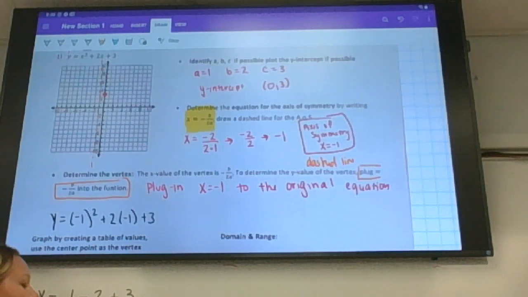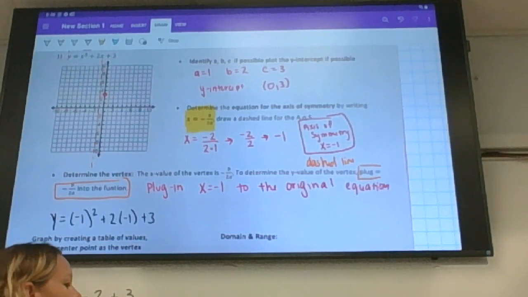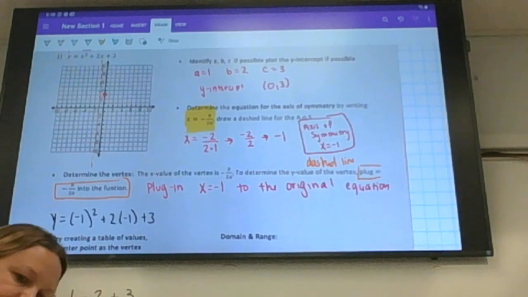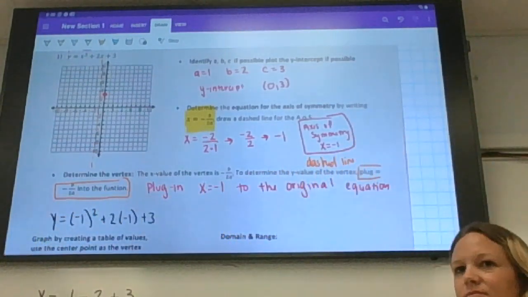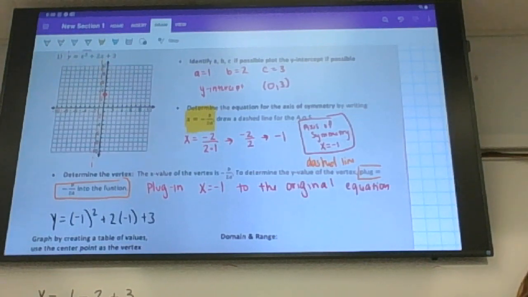So this means our vertex is -1, 2. Lauren, go ahead and pull out your vertex. Did you also get 2 out? Did you plug in -1 and get 2? Okay, you're behind. Get with it.